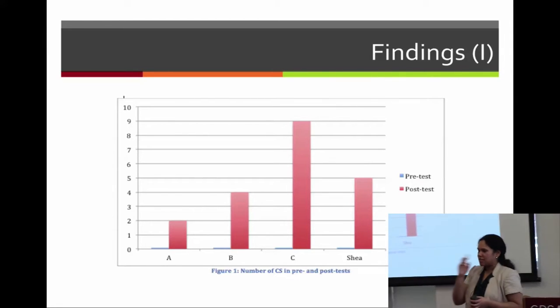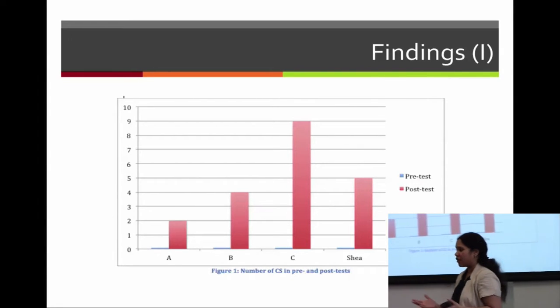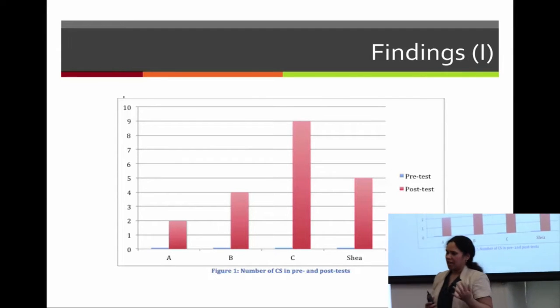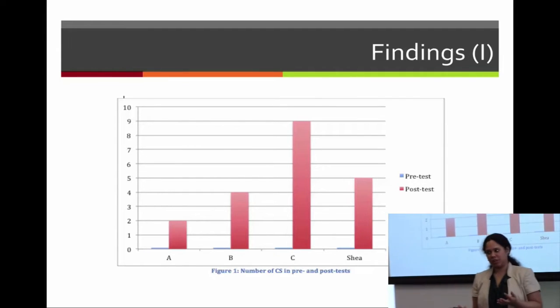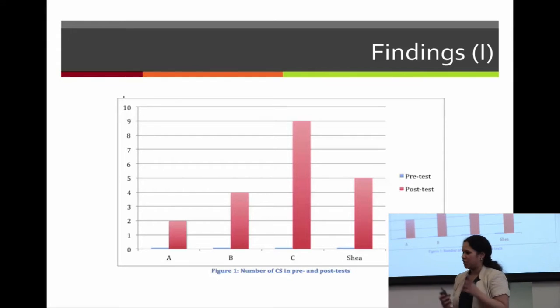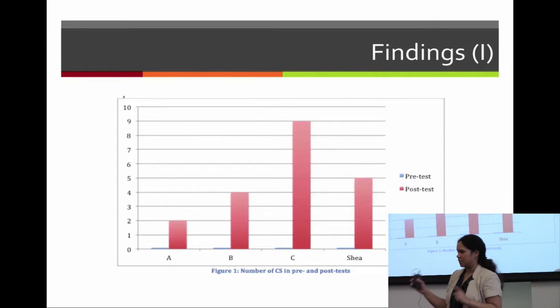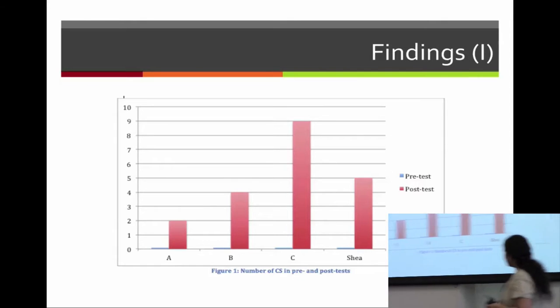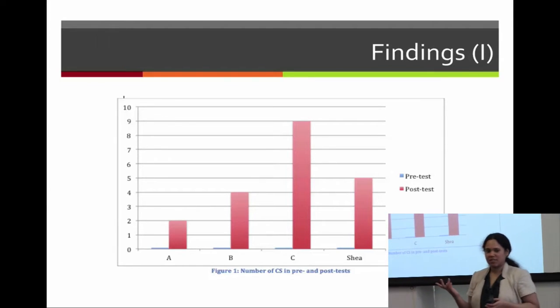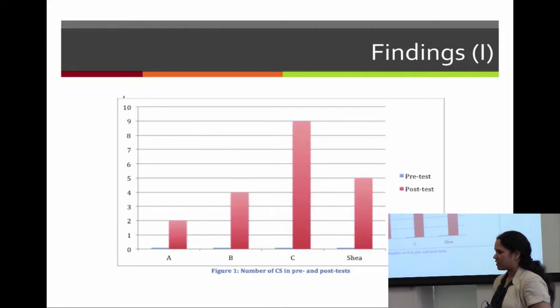Okay. All right. So once we had the recordings and the data were collected, we transcribed them, and the first thing we looked for was the number of communication strategies the participants had used in the pre-instruction activity, which was the map task, and in the post-instruction activity, which was the interview task. So the first thing we looked at was just the number. And the graph here actually shows it. The blue color represents the strategies in the pre-instruction and the red in the post-instruction activities.